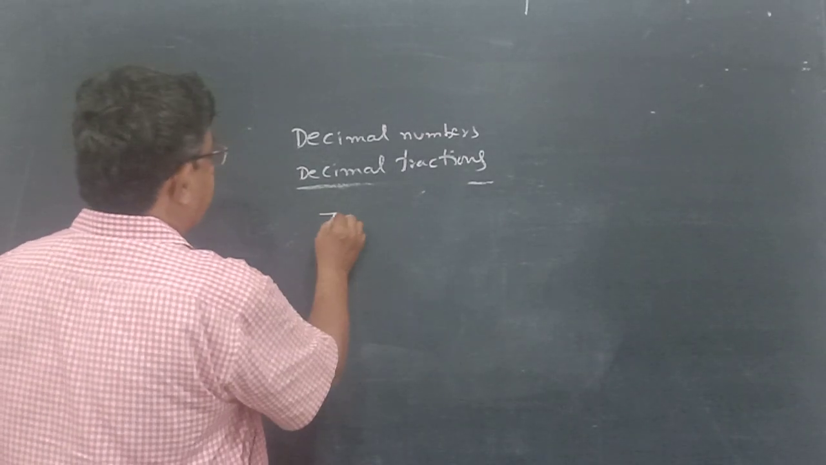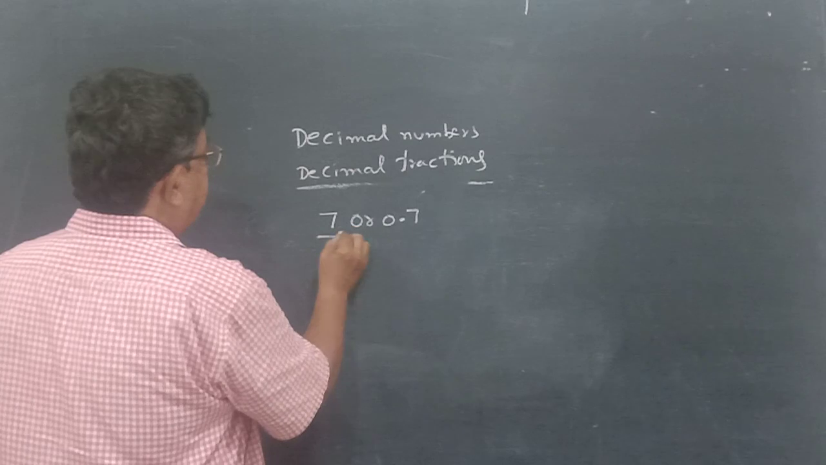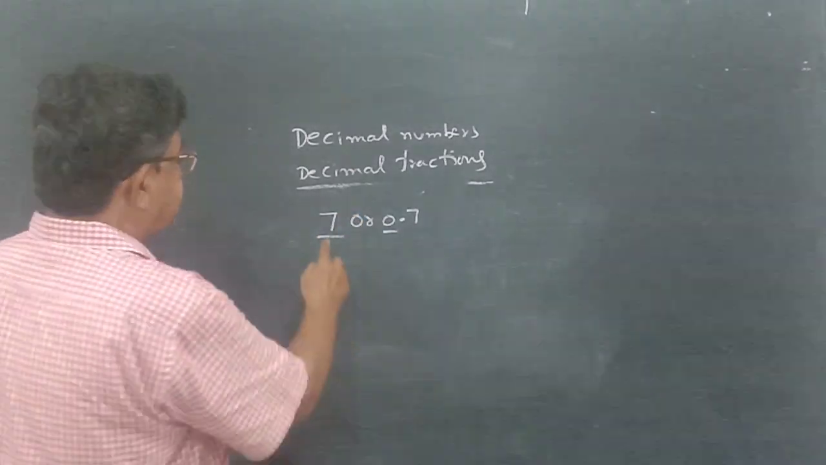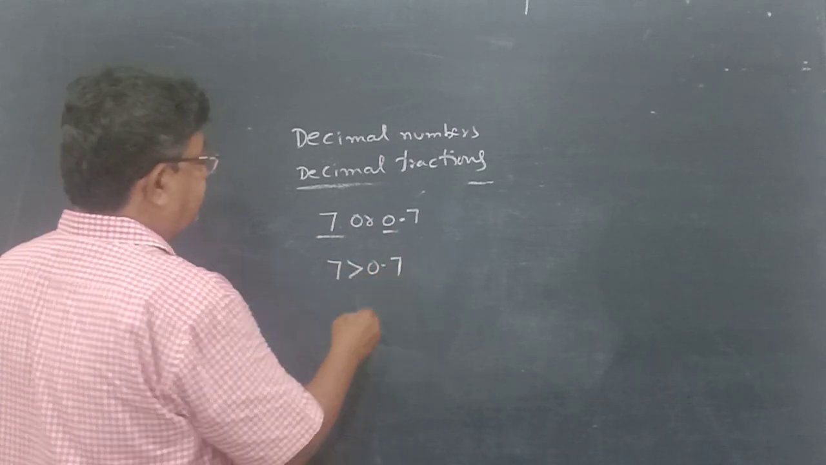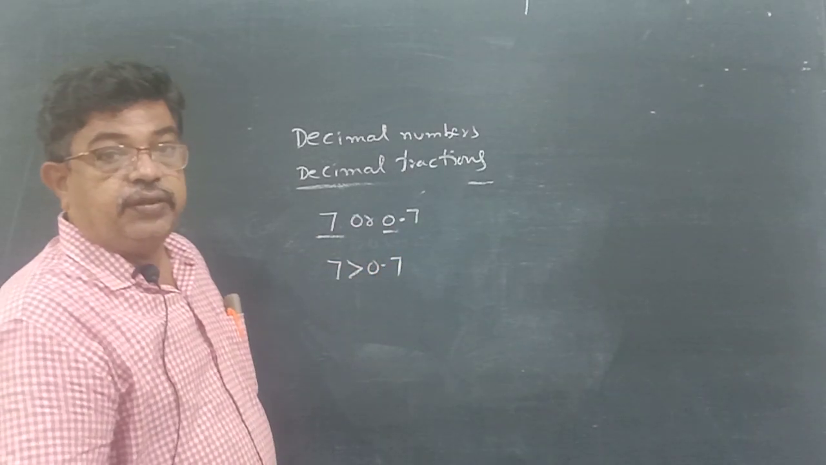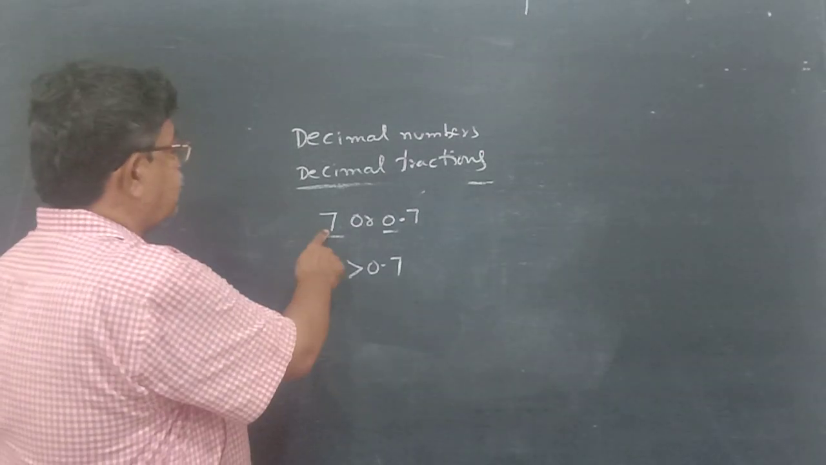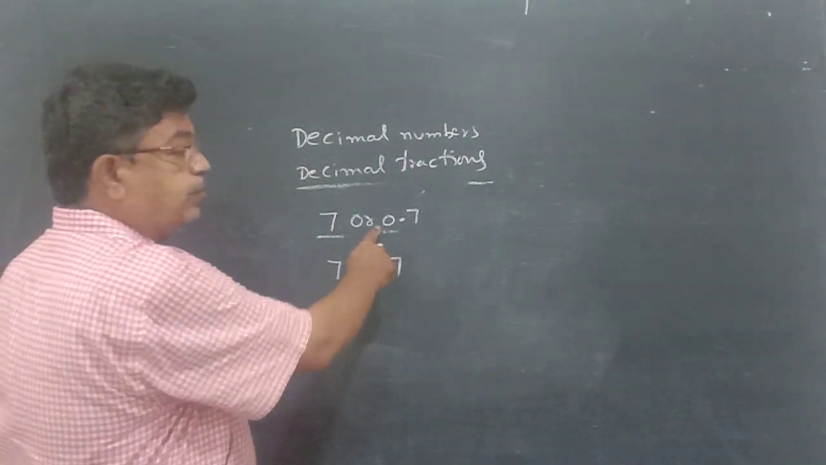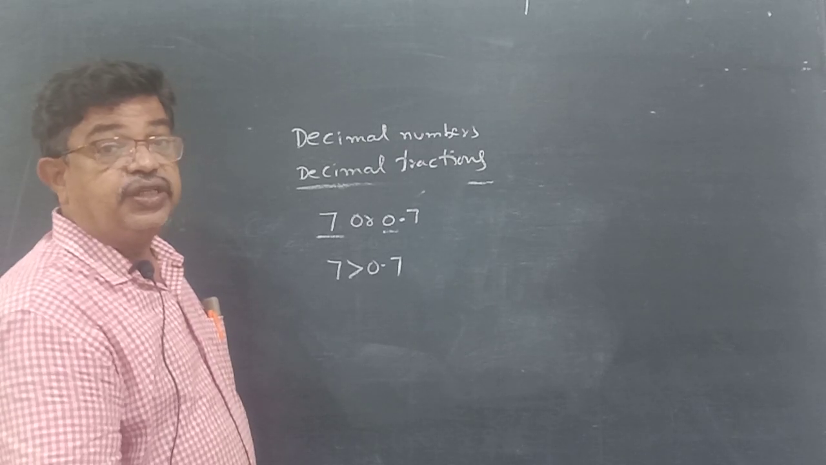Next, 7 or 0.7. Here the whole number is 7, here the whole number is 0. 7 is greater than 0, therefore 7 is greater than 0.7. So in the comparison, you have to observe which part we are comparing. Here there is no decimal value, therefore it is a whole number. Here the whole number is 0. As 7 is greater than 0, 7 is greater than 0.7.